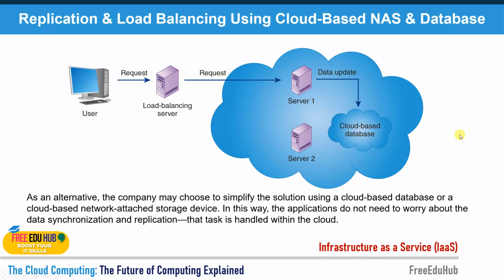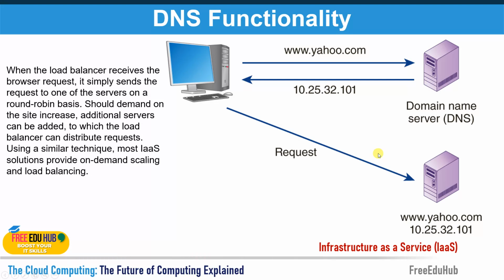Now we are talking about replication and load balancing using a cloud-based NAS database, which we call network attached storage. As an alternative, the company may choose to simplify the solution using a cloud-based database or a cloud-based network attached storage device. In this way, the applications do not need to worry about data synchronization and replication. The task is handled within the cloud. Now as you can see, through a load balancer, the request is coming to server number 1. It would replicate it within the cloud to server number 2, as we explained earlier.